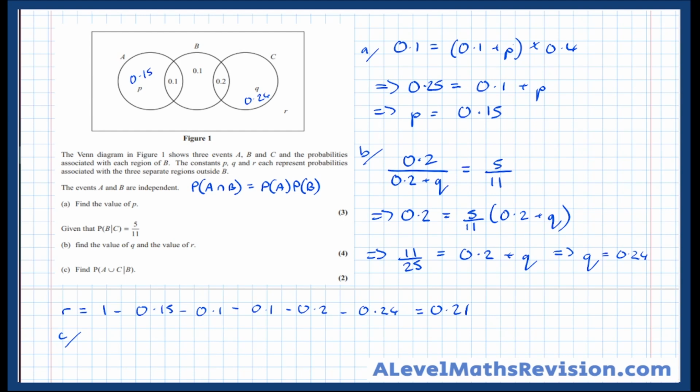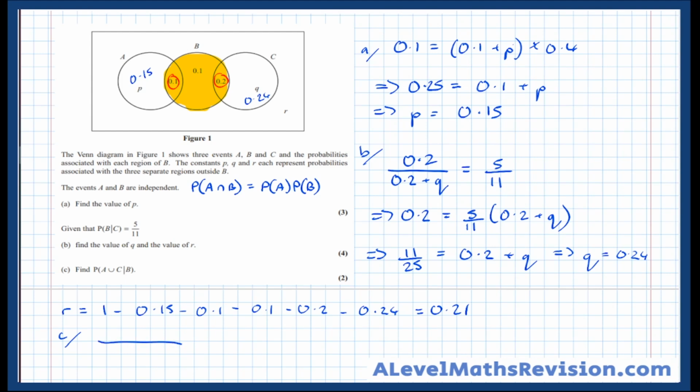So find the probability of A union C given B. Well, we're given B has happened. So those are the numbers that we need. So actually this was doable without having done the rest of the question, because all the numbers we're going to use were available at the start of the question. So A union C are these two numbers here.